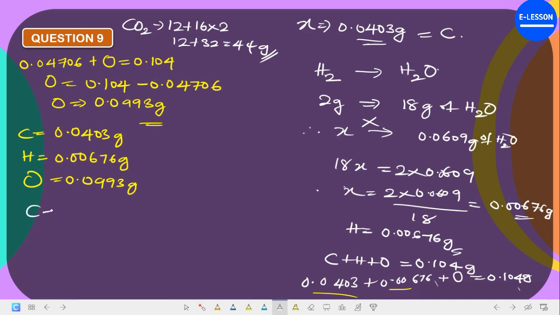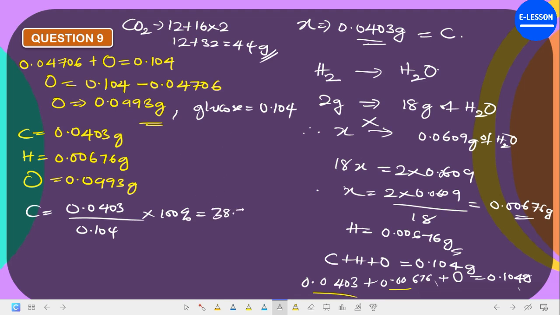It's very easy. That of carbon will be the mass of carbon divided by the total mass of glucose given. Note that the mass of glucose given in the question is 0.104. So the percentage of carbon will be 0.0403 divided by 0.104 times 100%, and that will give us 38.75%. That is the percentage of carbon.